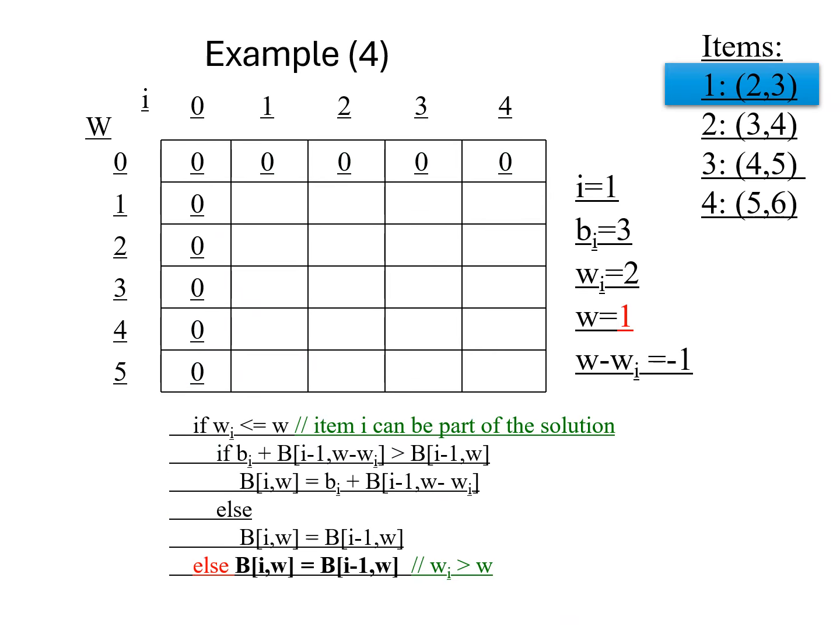Now moving toward the main part of the algorithm. First of all, try to understand. On the right top corner, you can see there are four items with the weight and benefit set. Okay, so this is the execution of the algorithm for w equal to 1, so benefit is equal to 3, and i is equal to 1. So we are going to fill this cell.